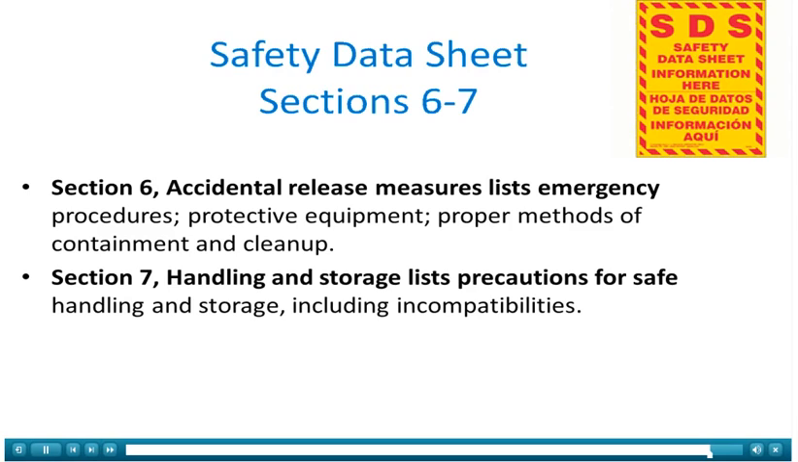Section 6 to 7 provides recommendations on the appropriate response to chemical spills, leaks or releases, as well as guidance on the safe handling practices and conditions for safe storage of chemicals, which will include information about what incompatible chemicals to avoid contact with as well.